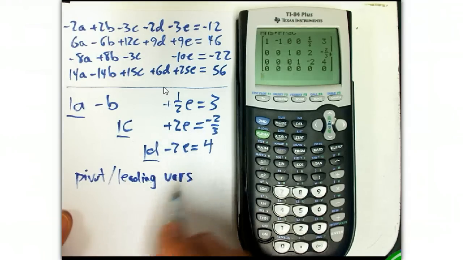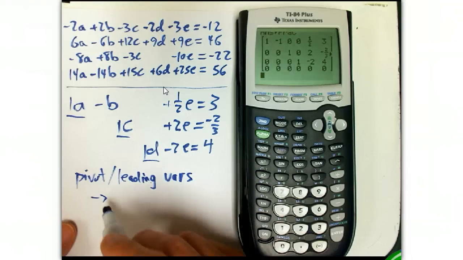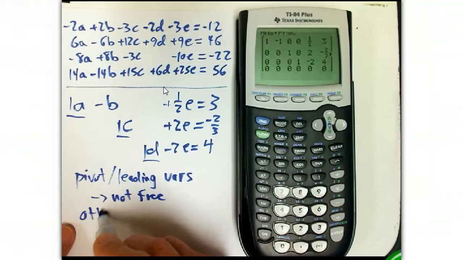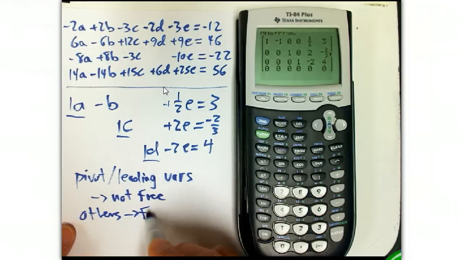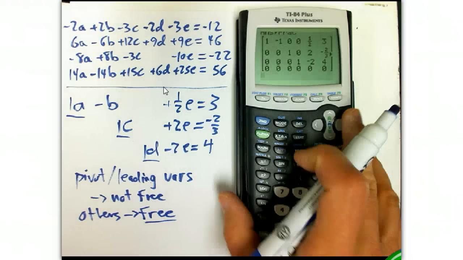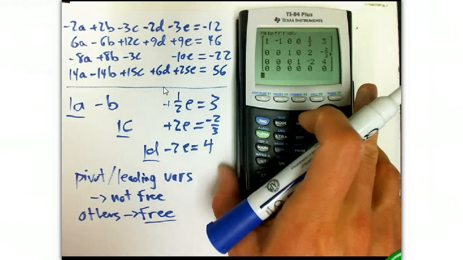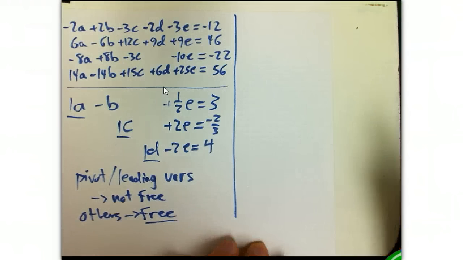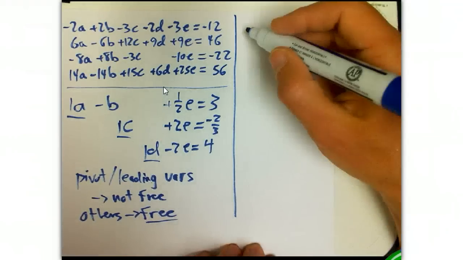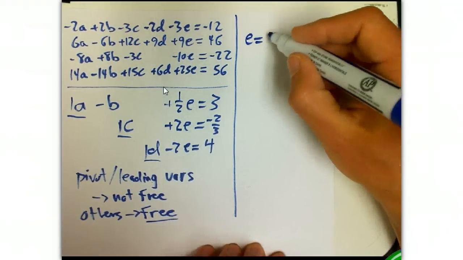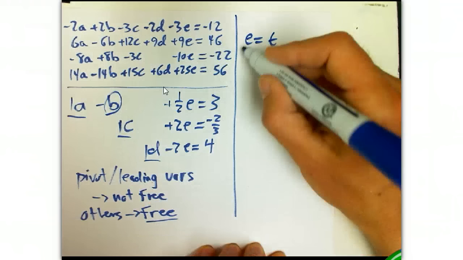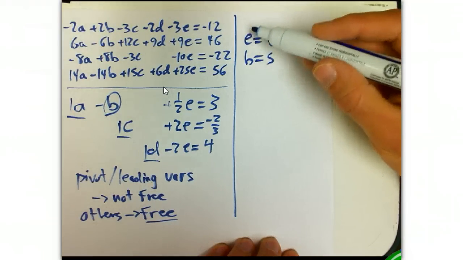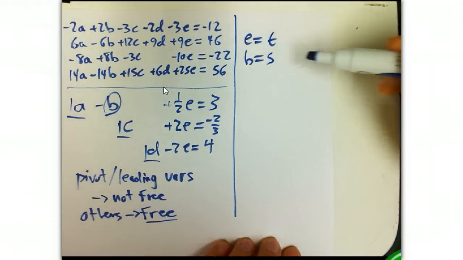variables. I should be using a pen maybe, I don't know. I'm still using my marker. Not free, not arbitrary. But the others are free. I can set them to be whatever I want them to be. Okay? So in fact, well, I'll finish it up over here. Okay? So let's let E equal T and the other one, B, equals S. Just to emphasize that they're not variables that we probably thought had definite values. We're going to set them to be free parameters, T and S.